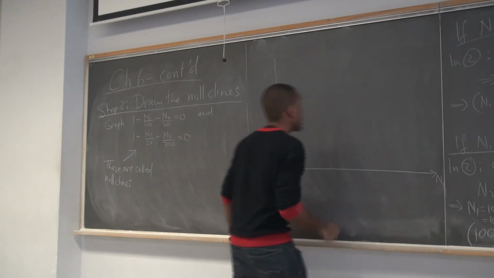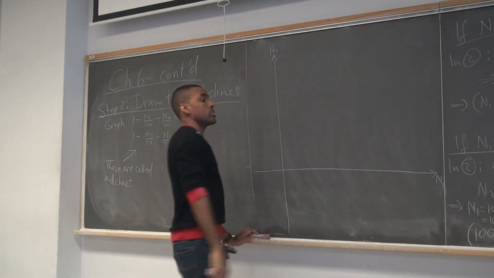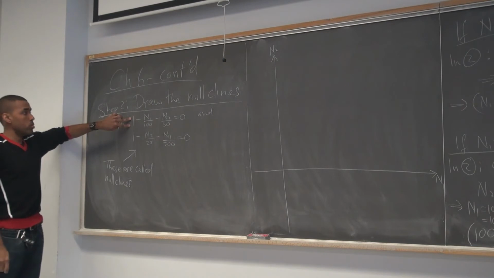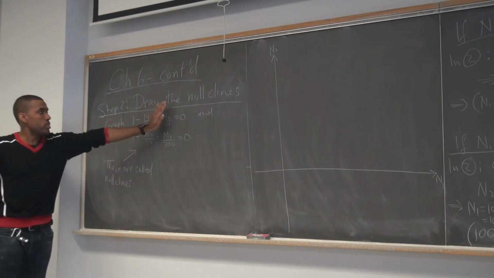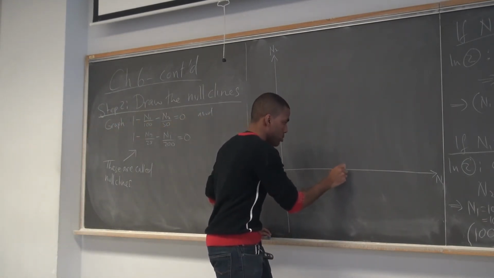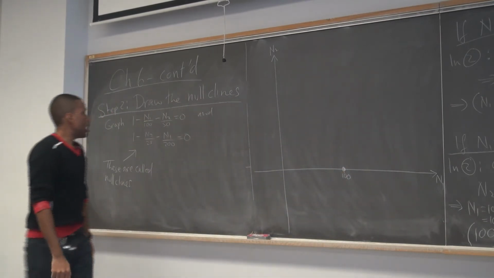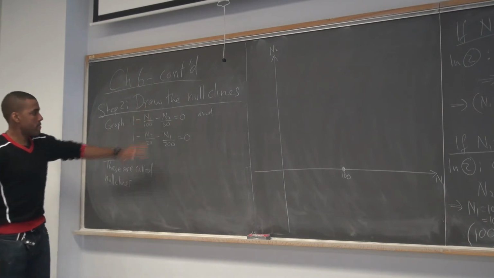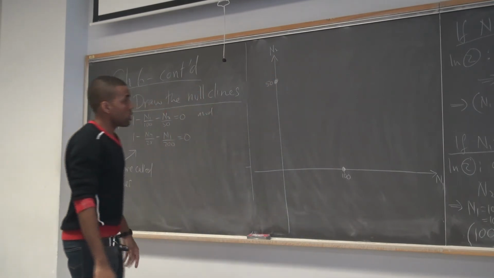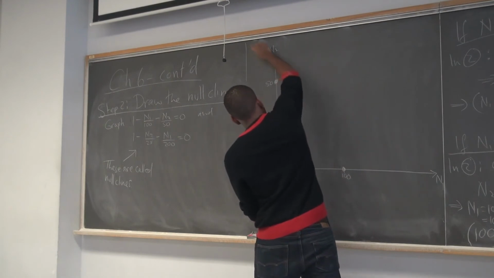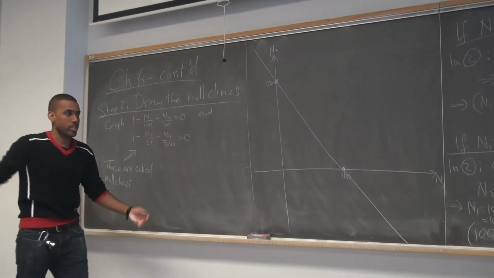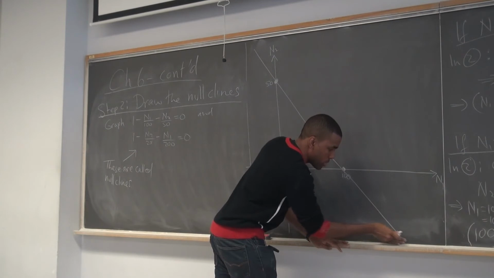So the horizontal is the n1 axis, the vertical is the n2 axis. Now let's draw the null cline for the first equation. This was the one from dn1 dt. This says if I let n2 equals 0, n1 would be 100. So I know this point is here, 100. And it says if n1 is 0, n2 would be 50. So here at 50. So I just connect those two dots, and that's that line. This is why I was reminding you how to draw straight lines and solve equations.